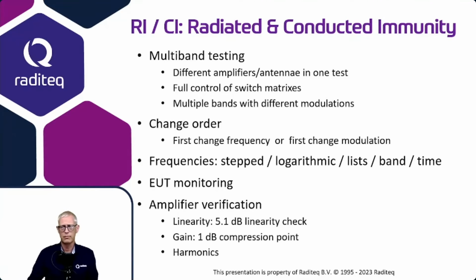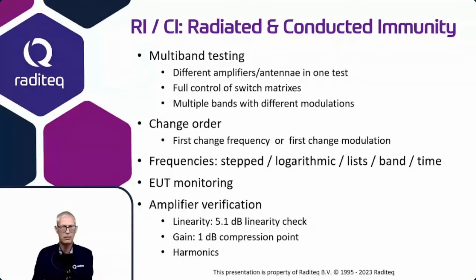For frequencies, we support stepped frequencies, so that you have a fixed frequency, a 10 megahertz step, for example. We support logarithmic step frequencies. We support frequency lists, so that you have a fixed list of specific frequencies that you would like to be tested. We can also say, okay, for example, we would like to have 10 frequencies in this band, and then RadiMation will calculate which 10 frequencies are best fitting in that band, and that can be linearly separated or it can be logarithmically separated.